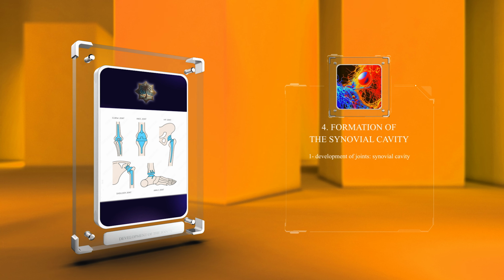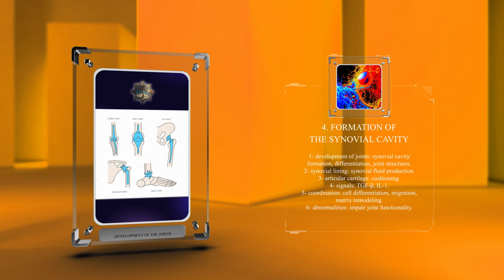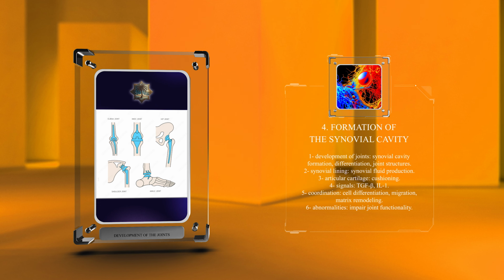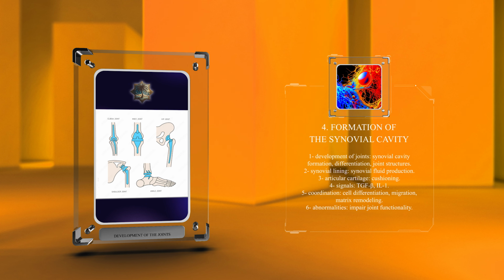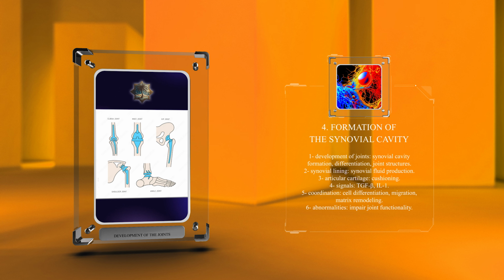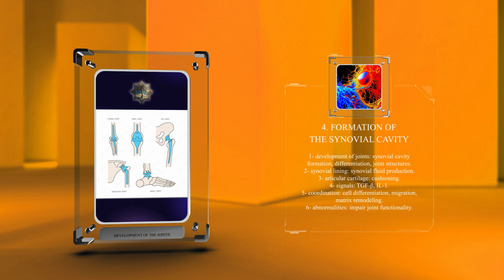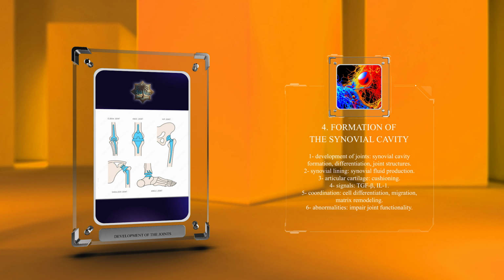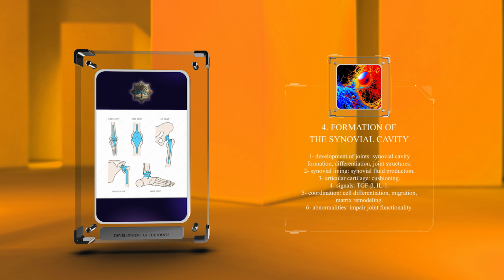In the development of joints, the synovial cavity formation is crucial. It involves the differentiation of the joint inner zone into distinct joint structures, including the synovial lining, producing synovial fluid, and the articular cartilage, providing cushioning. Signals from molecules like TGF-beta and IL-1 guide this differentiation process. The synovial cavity formation requires coordination of cell differentiation, migration, and matrix remodeling. Abnormalities in this process can impair joint functionality.